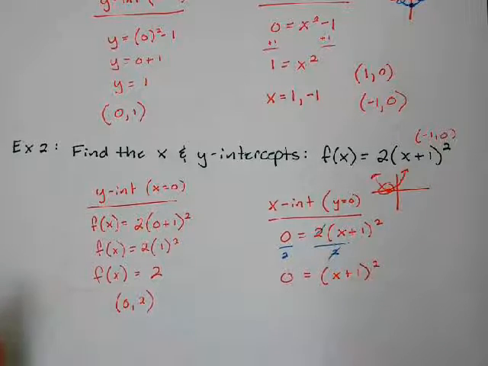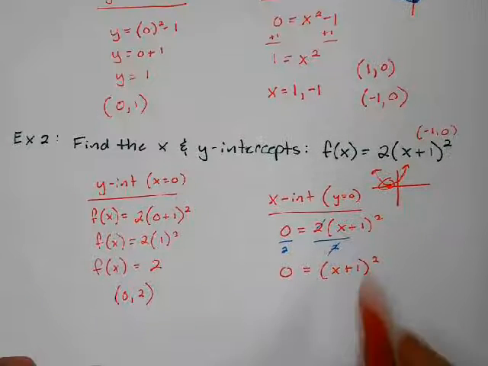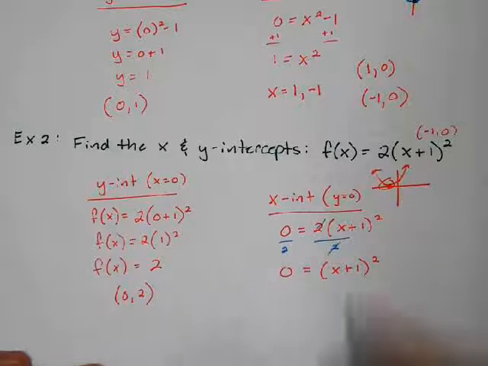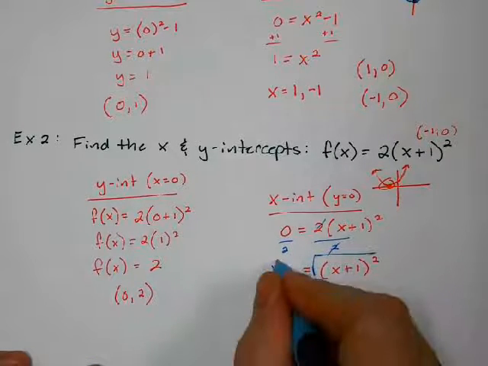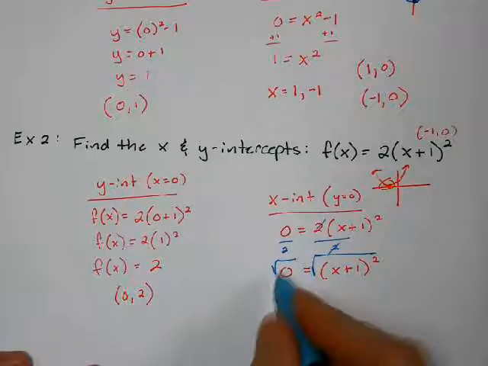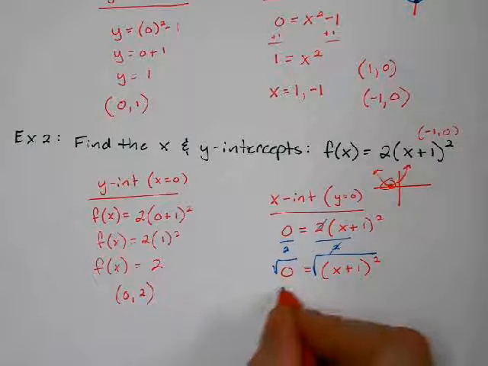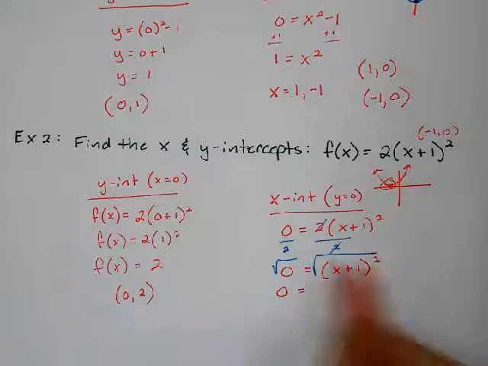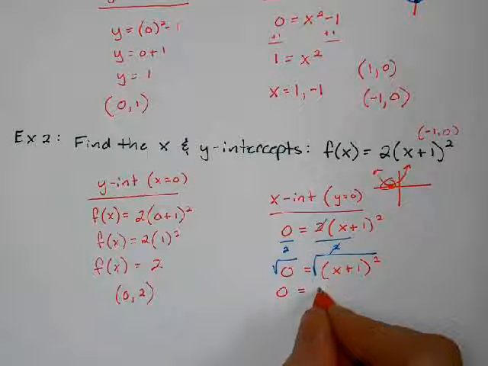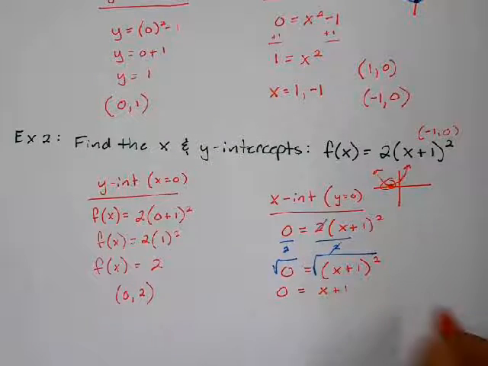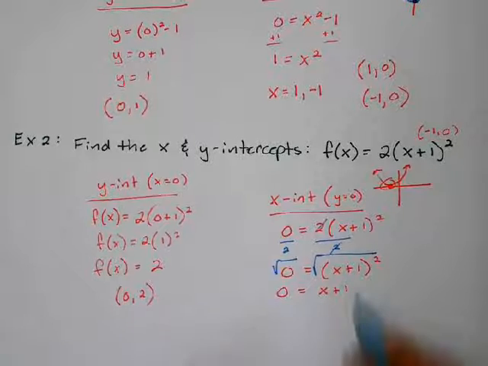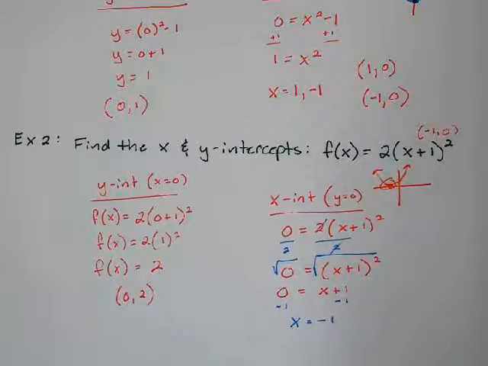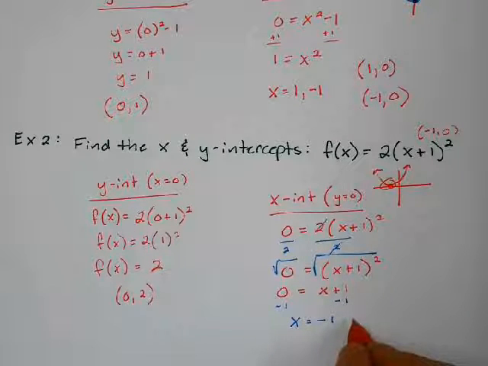Or you can undo squaring. What is the opposite operation of squaring? Square rooting is. So you can take the square root of both sides. Square root of 0 is 0. Square rooting and squaring are opposite operations, so they undo each other, and all I'm left with is x plus 1 right here. Then I subtract 1 from both sides, and x is equal to -1. So my x-intercept there would be at (-1, 0).